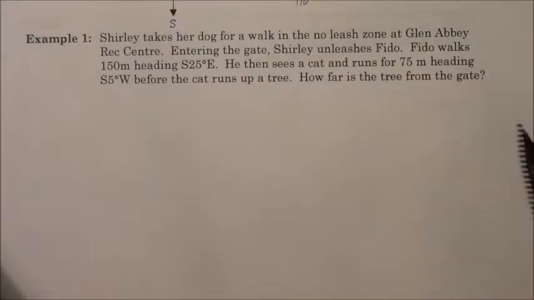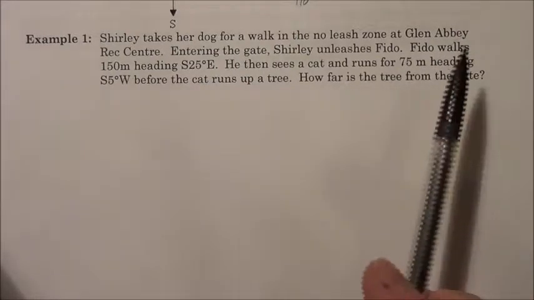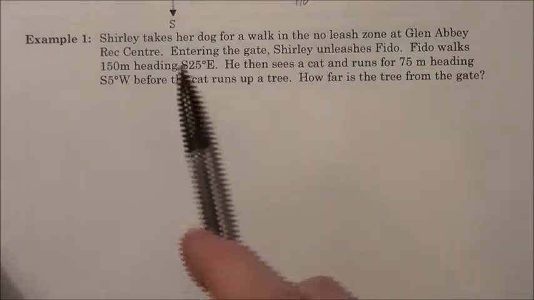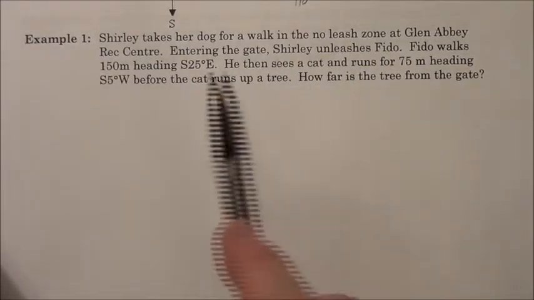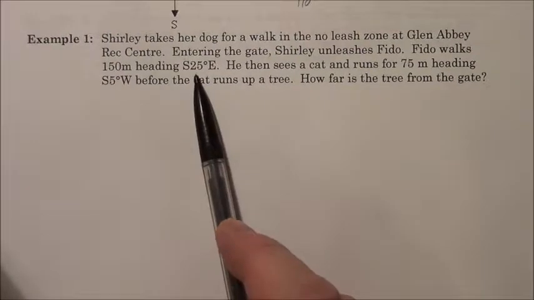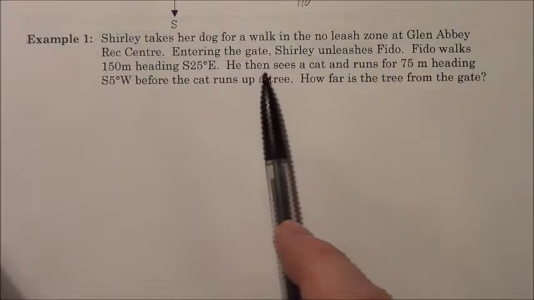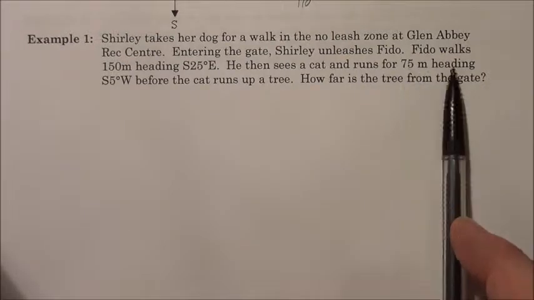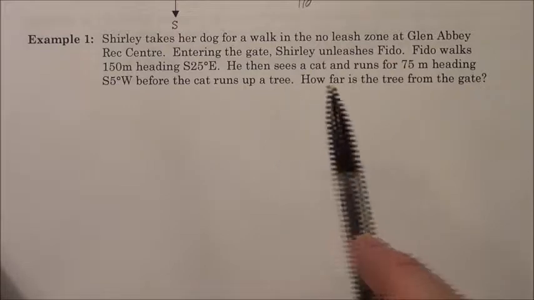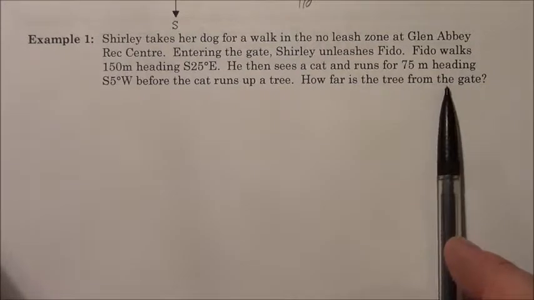Okay, I'm a visual learner myself, so I like to draw a diagram. So when you draw the diagram, before you start drawing things, you might want to take a look at what the whole problem is. So Fido walks 150 meters heading south 25 degrees east. He then sees a cat and runs 75 meters heading south 5 degrees west before the cat runs up a tree. We want to know how far the tree is from the gate.